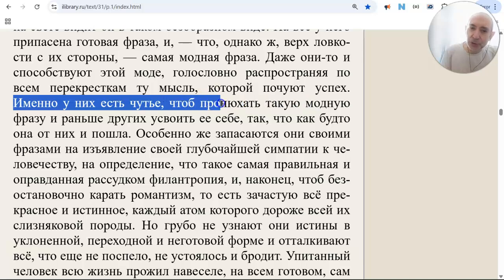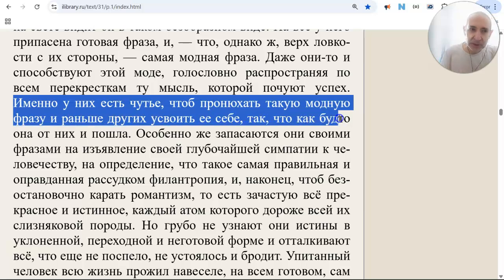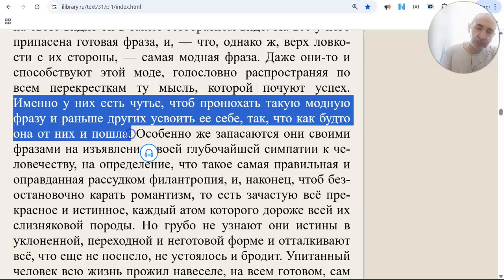Именно у них есть чутье, чтобы пронюхать такую модную фразу. И раньше других усвоить ее себе. Так что как будто она от них и пошла. So, чутье means smell. So, почую, чутье, can you see? It's kind of the same root, right? So, чутье means like sense of smell.